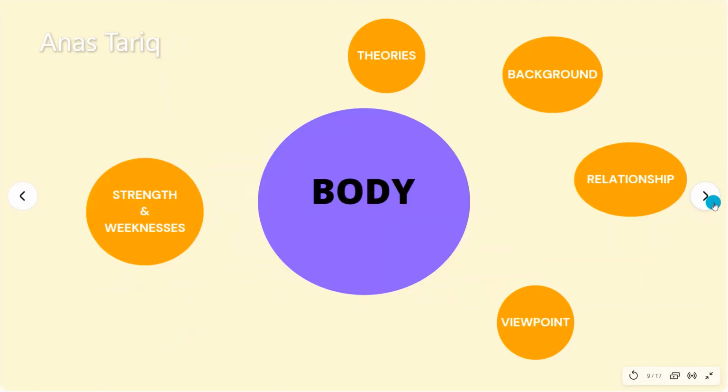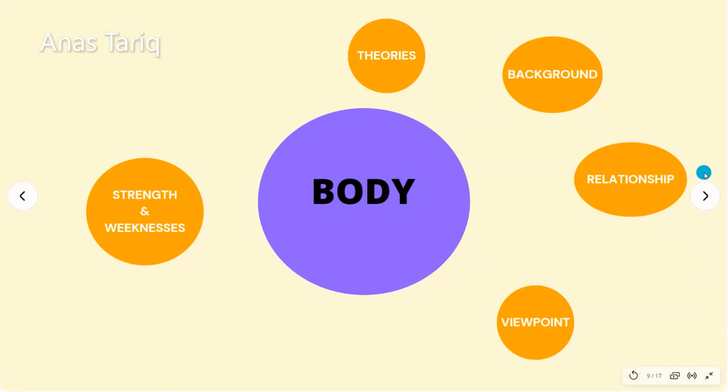The second part is body. So body basically makes the historical background. It's all about relevant theories, and it's about relationship between and among the studies and how each study advanced a theory. It also describes strengths and weaknesses of each paper.